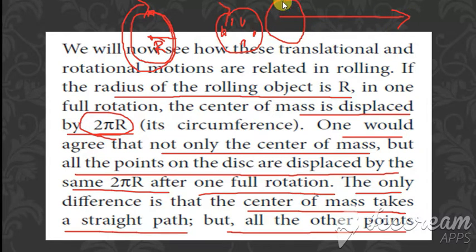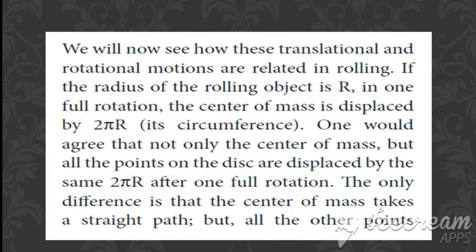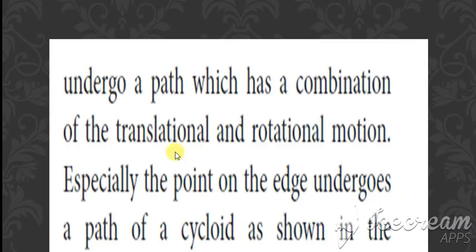How it is moving straight is, see here. So this is the center of mass, and if this object is rolling, the center of mass moves in this way. Same way if the object is moving here, the center of mass is moving in a straight path, while all the other points undergo a combination of translational as well as rotational motion. Especially the edge undergoes a path called a cycloid.